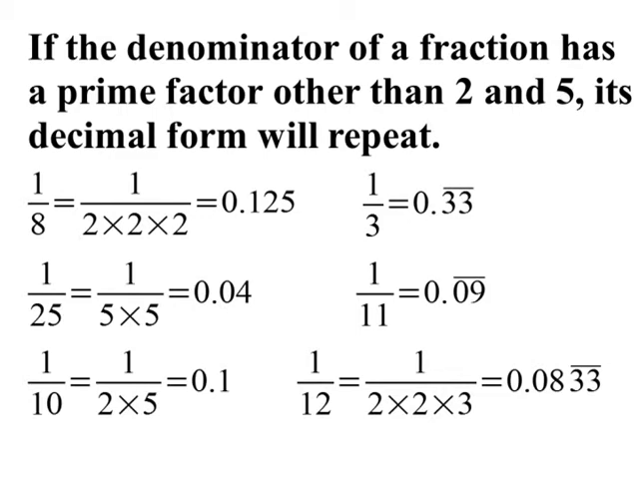1/3 will repeat, because 3 does not have 2 and 5 as factors. 1 over 11 will repeat. 1 over 12 will repeat. Even though it has 2's in it, it has to have just 2's and 5's. There's a 3 in there. Anything other than a 2 and a 5 will cause the decimal to repeat.